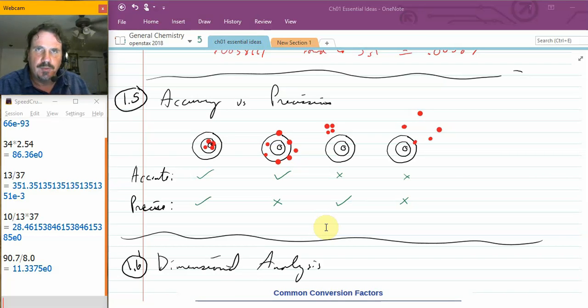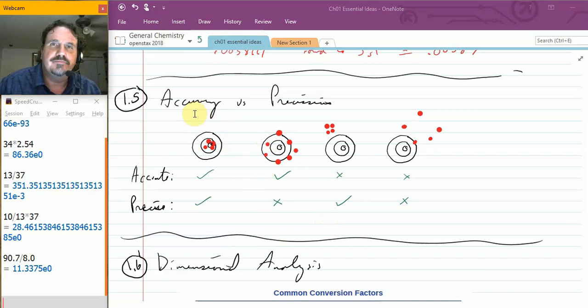Accuracy and precision. We're talking about how well we can measure things and how well we know we've done a measurement. Those two things, accuracy and precision, are important, and they do not mean the same thing. In everyday language, sometimes they're used that way, but no, they're actually very different. And again, words count, terminology counts here.